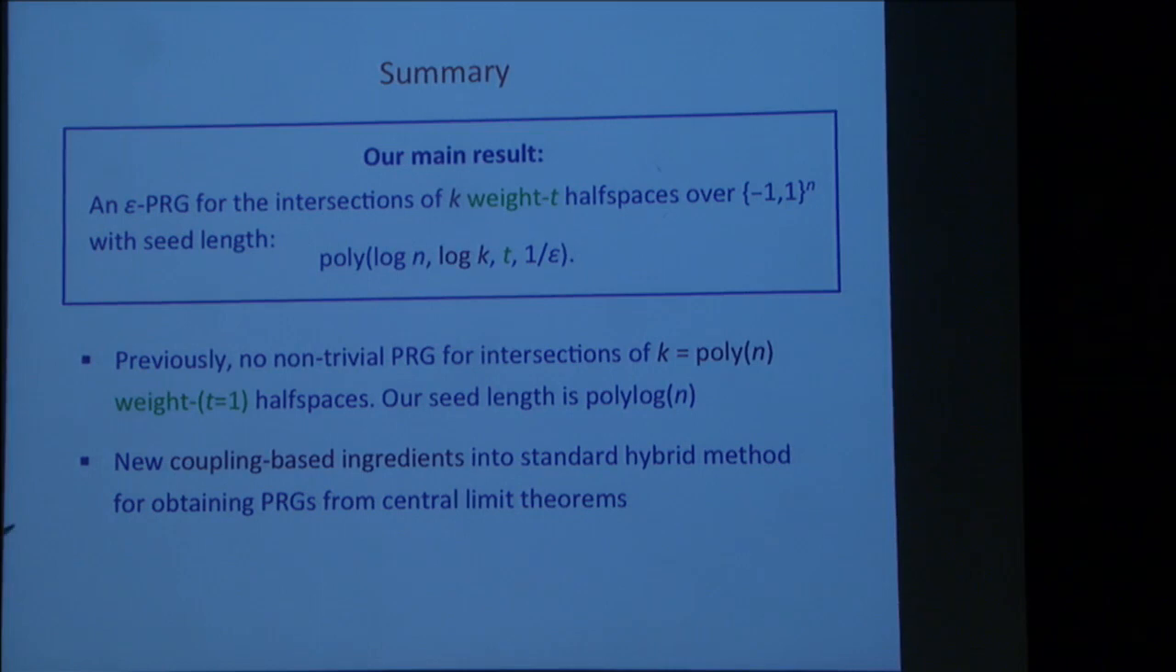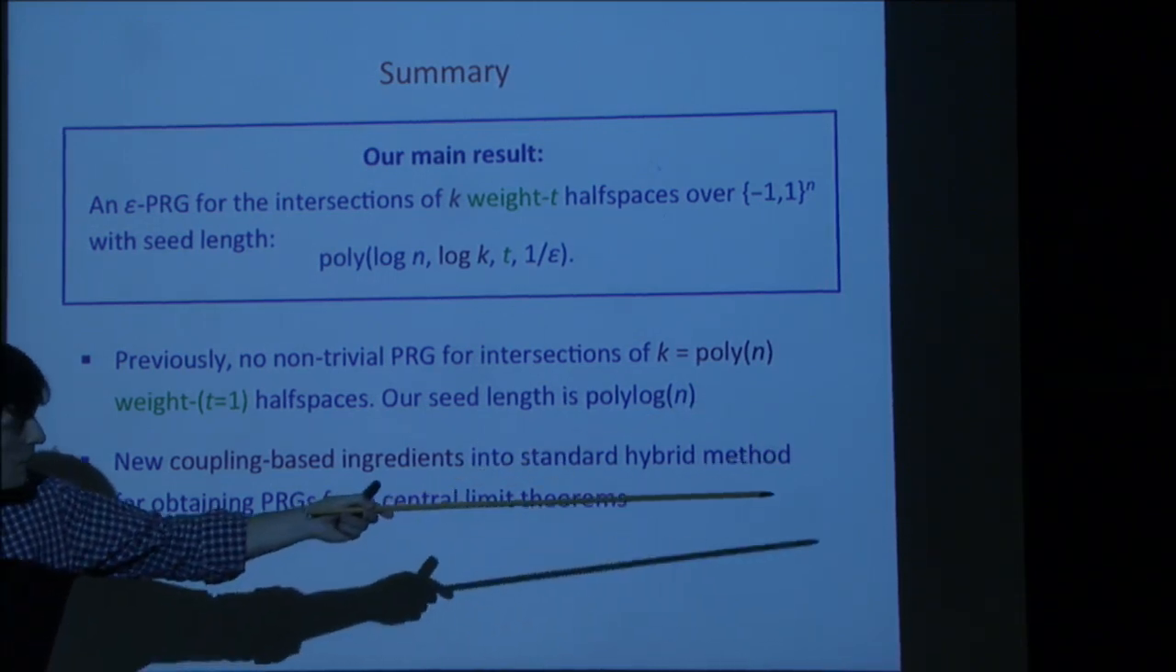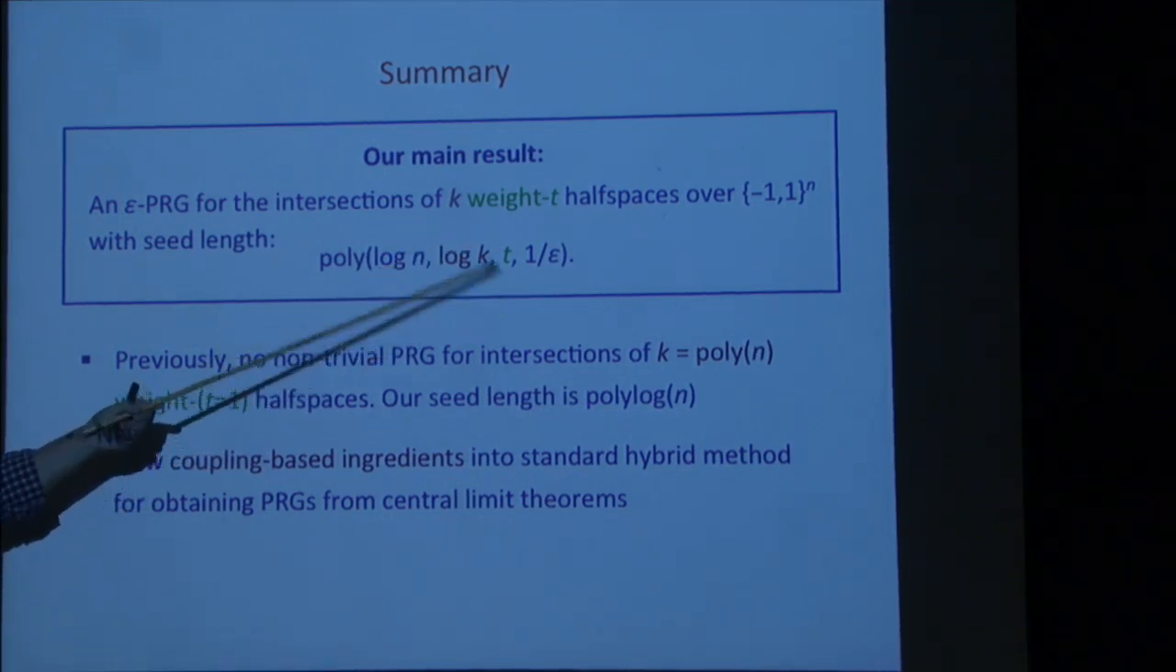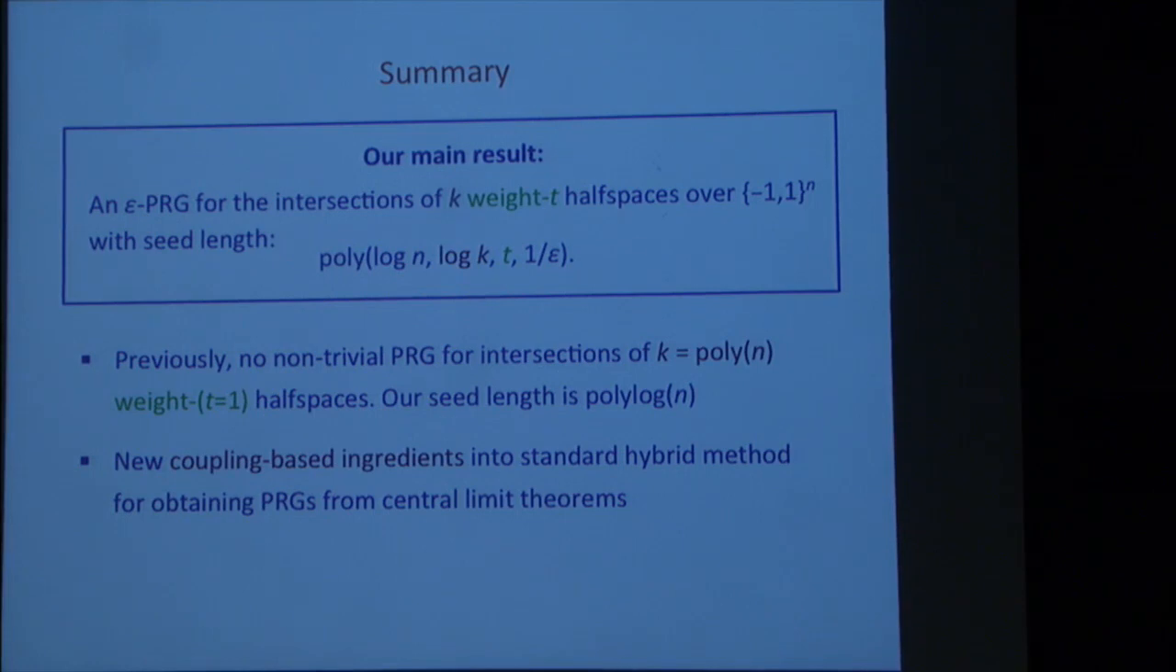Okay, so this is almost my last slide. Just to remind you again of the result. The result is a pseudorandom generator for these intersections of special low-weight half-spaces. Our dependence is what we want as a function of k: it's polylogarithmic in k. It's not what we want in terms of the dependence on t. It's polynomial in t, and polynomial in 1 over epsilon also.